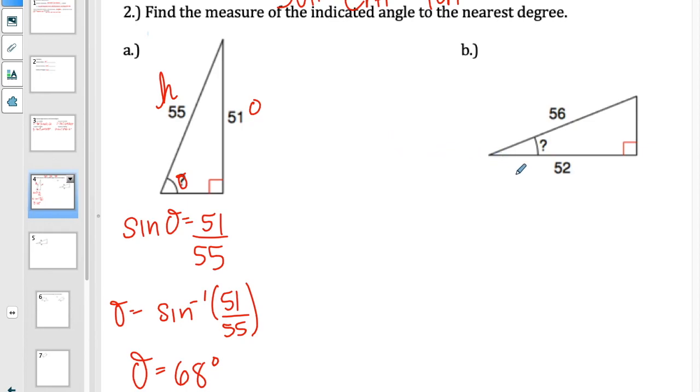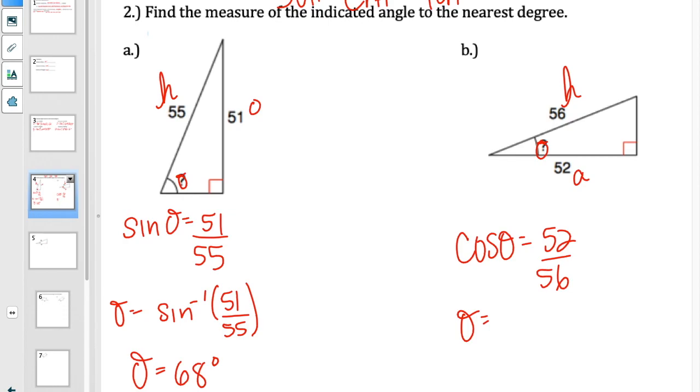Let's try another one together. So here on B, again my question mark, I'm going to relabel that theta, my missing angle. On my right triangle here, 56 is my hypotenuse, and from theta, 52 is now my adjacent. And so to find theta, I'm going to say that cosine of theta equals 52 over 56. And to get theta by itself, I'm going to write cosine inverse of 52 over 56.